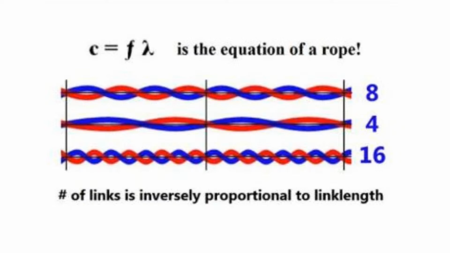This is the equation of a rope. C equals frequency times wavelength. If you increase the frequency, you decrease the wavelength, and vice versa. They are both inversely proportional. So how does that relate to the rope? Well, it's the equation of a rope, because when you torque a rope, you get more links for the same amount of rope, and the links are shorter, and vice versa. When you untorque the rope, the links get longer and you have fewer links. So that's what that equation says.